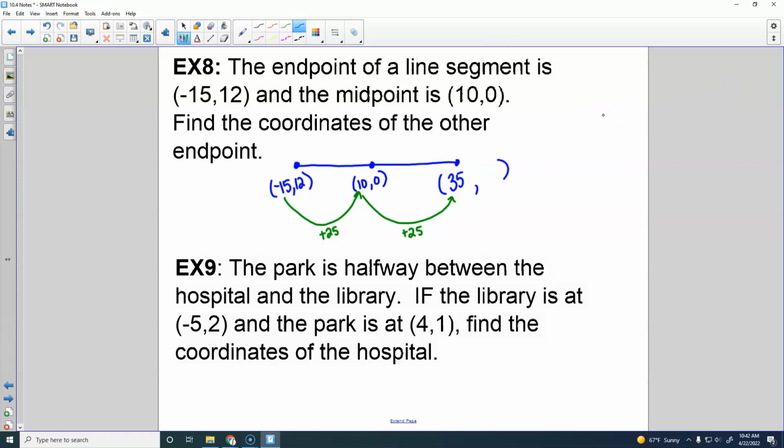Does that make sense? Okay. Then we're going to do the same thing with the y's. So to get from 12 to 0, what am I going to have to do? I'm subtracting 12. So if I subtract 12 again, -12. So there's my answer. This is also helpful because you can see our numbers are too big here to really graph that on any standard size graph.